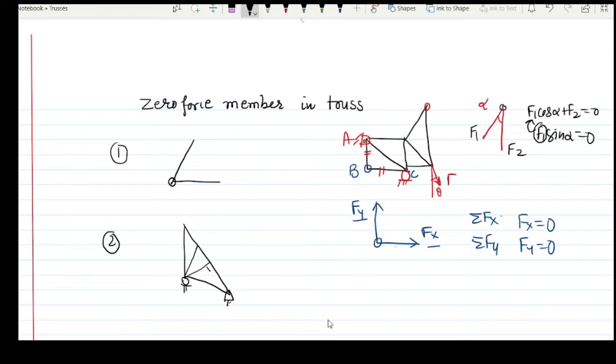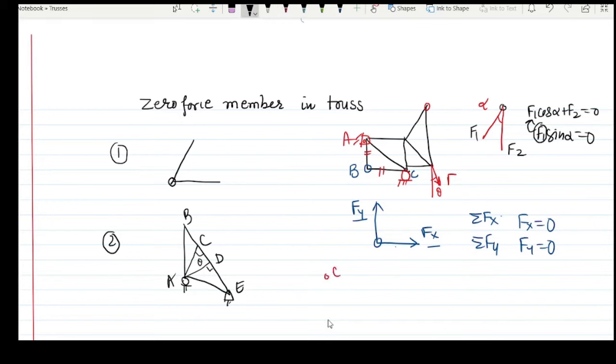Let this be a member at 90 degrees and this be the member with an angle theta, and this is A, B, C, D and E. So here member AC as well as member AD will be zero force members. Let's understand this concept. Suppose I am making the free body diagram of joint C.